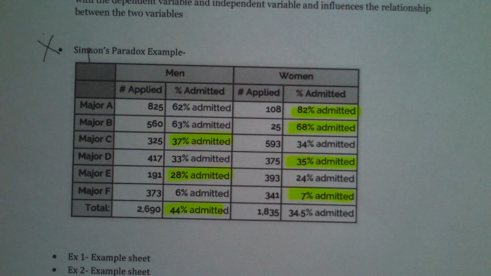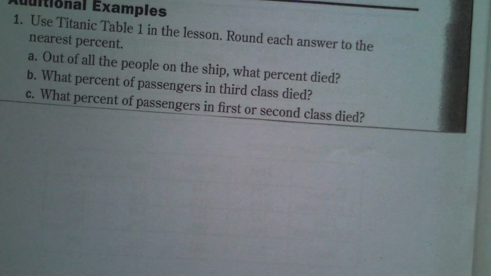So it says we're supposed to use Titanic Table 1. I've got the tables on the back side of the packet, so you can flip back and forth to the tables. And then it says we're supposed to round each answer to the nearest percent.